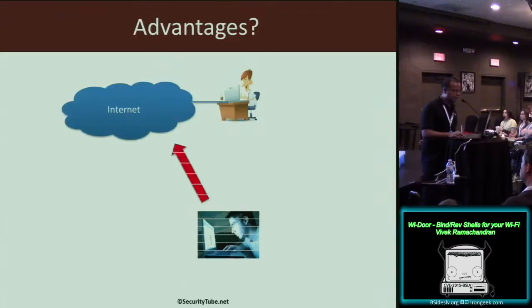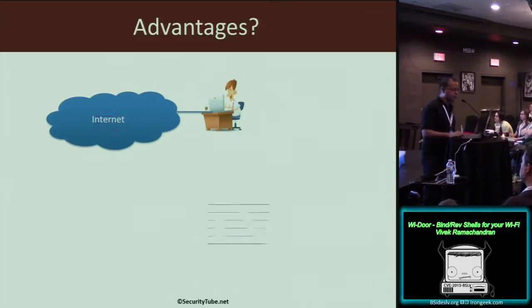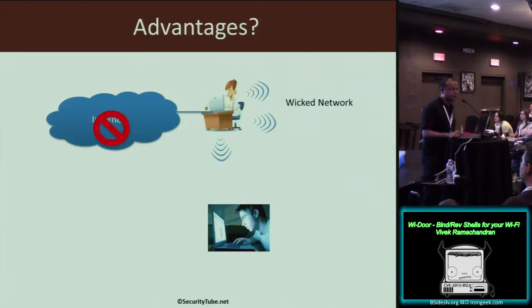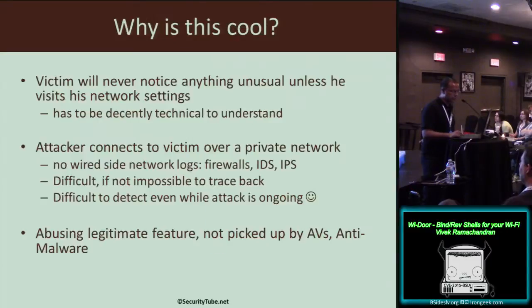What are the advantages? Well, in a regular attack, you'd probably have to use some common network in between to connect to your victim. In this case, you're using your own little private network, right, to connect to the victim. Why is this interesting? As I mentioned, the victim never notices anything unusual unless he actually checks his network settings. How many of you check your network settings every day, week, month, ever? Okay.